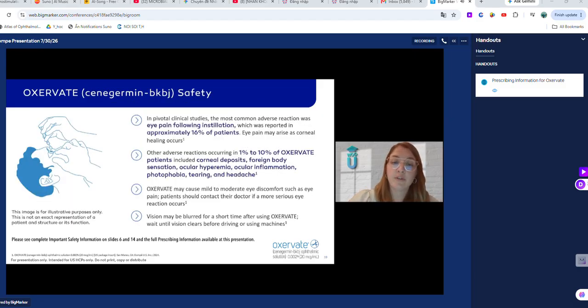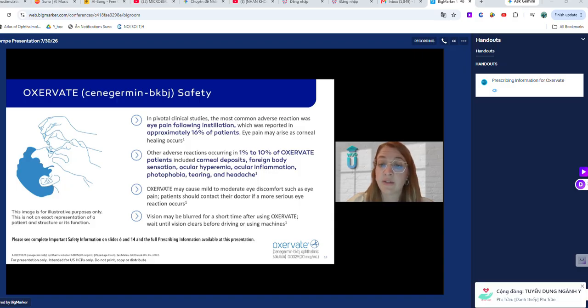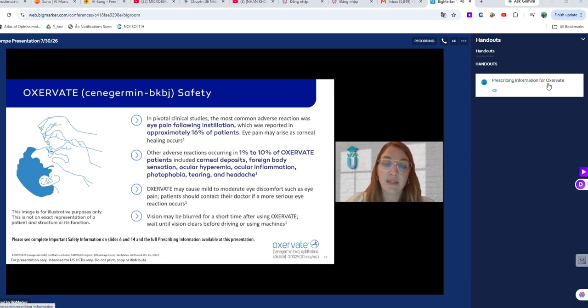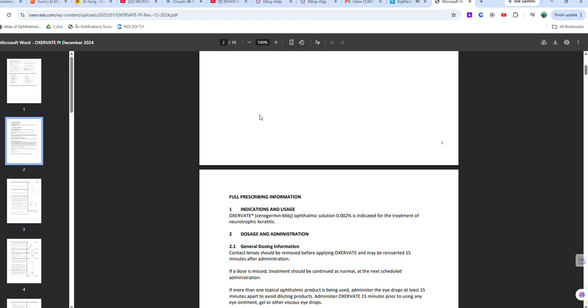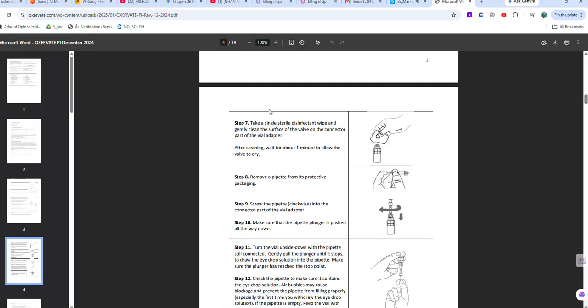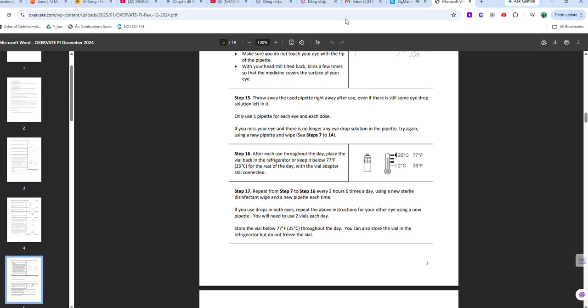So we already went over the safety of points 1 and 2 here, but for 3, Oxervate may cause mild to moderate eye discomfort, such as eye pain. Patients should contact their doctor if a more serious reaction occurs. And then lastly, vision may be blurred for a short time after using Oxervate. Wait until the vision clears before driving or using machines. These, of course, are second nature things to us, but they're not to the patient. And so what seems not even worth noting to us is definitely worth noting to patients.